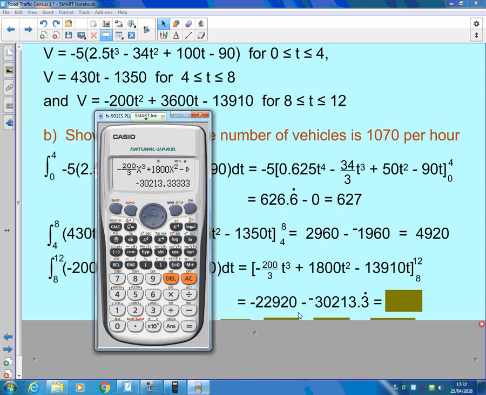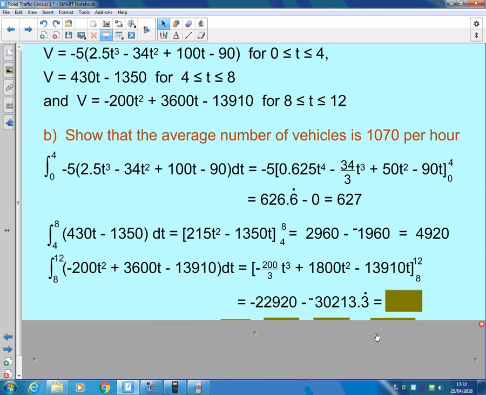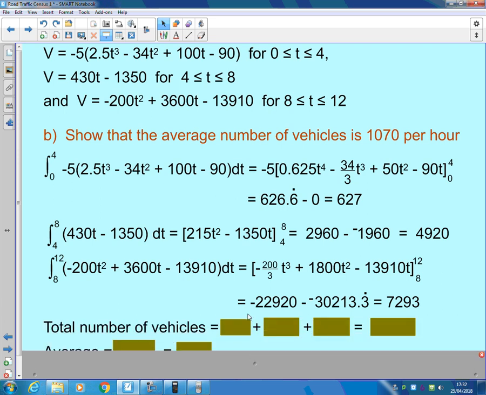Now, because that's a minus minus, that's going to make that bit a plus, so it will actually end up positive. If it had ended up negative right at the end here, then it would look silly because we couldn't have a negative number of vehicles. Okay, so let's now type that in. It's minus 22920. Oh, minus minus makes a plus, and I'm going to do 30213. I know there's a 0.3 recurring at the end as well, but it's going to be 7293.3 recurring. 7293 will do me.